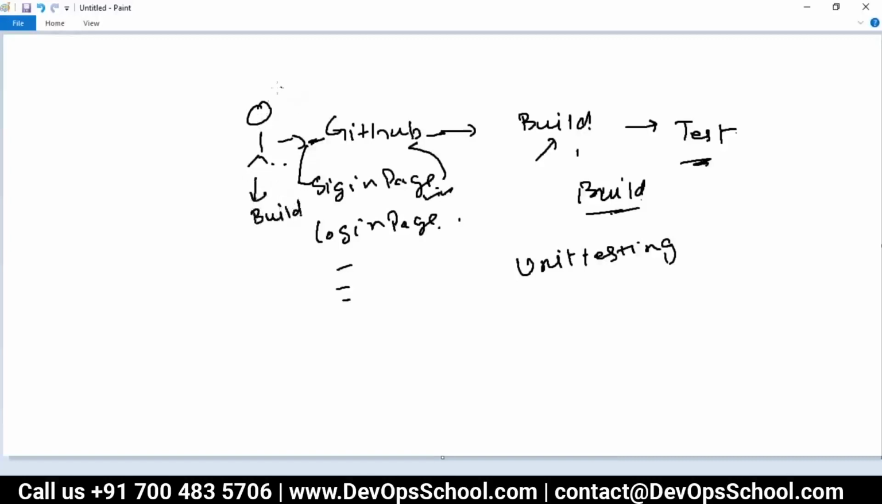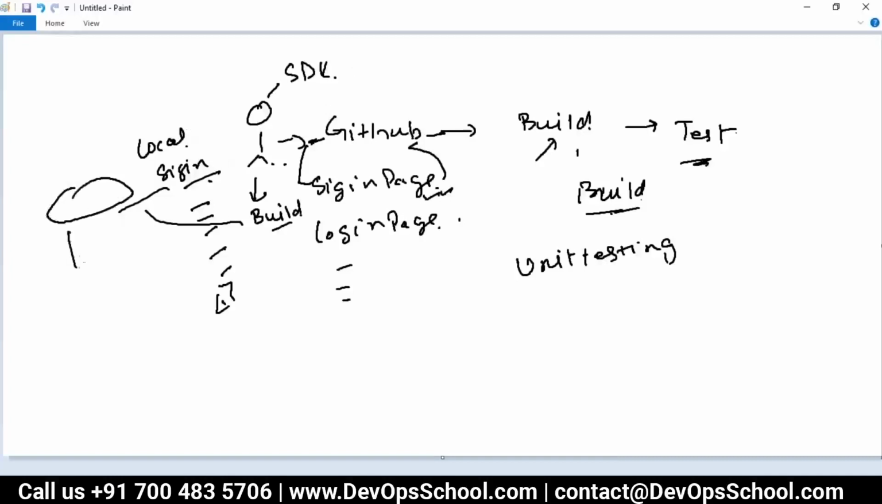Build can be part of the SDK. So you build it and run it on your local machine, and you see that the sign-in page is coming correctly. You are able to enter the values, and when you submit, it is getting saved into some database. These things you can test on your local environment.